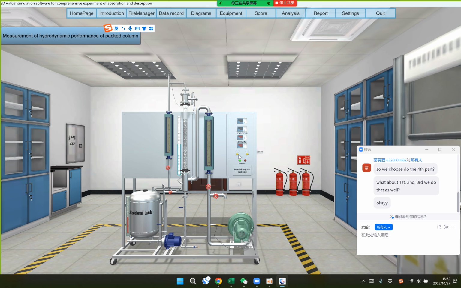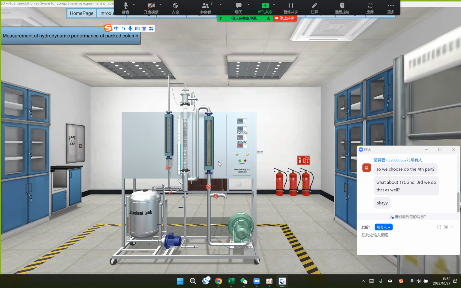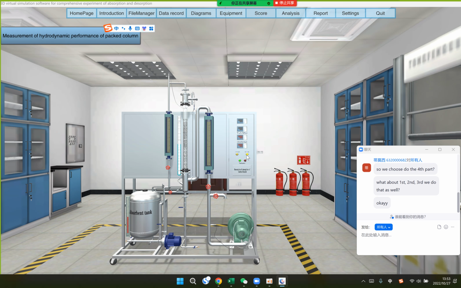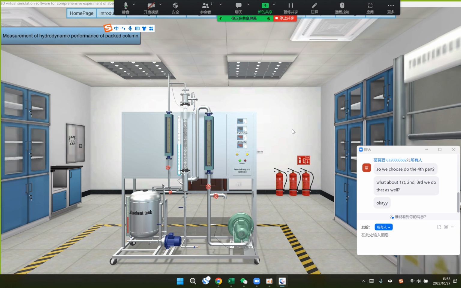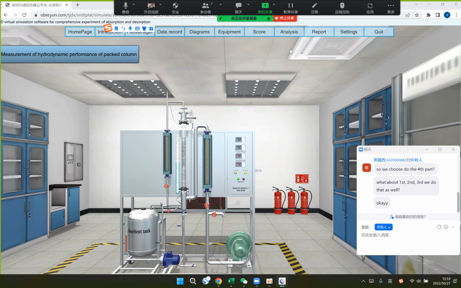I'm sorry, this one. If you turn on the power button for the fan, there will be some noise. It's hard to control it.